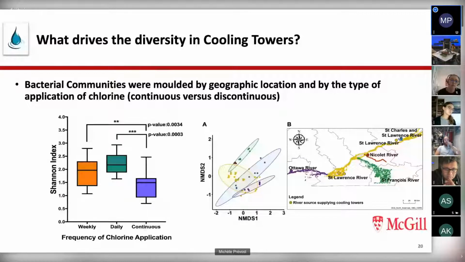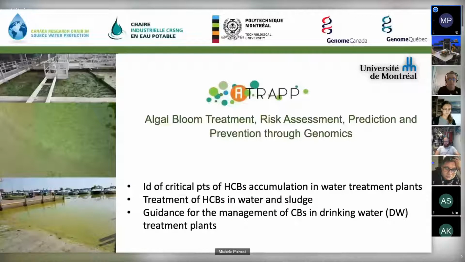And we also showed, I think, the first actionable information that came out of this study for the operation of cooling towers. There was quite an impact of the weekly, daily, and continuous modes of operation in terms of chlorination. So weekly means once a week you add the disinfectant, whereas continuous, it's adjusted to maintain a regular oxidative pressure throughout the week. And so that is my last example for you.